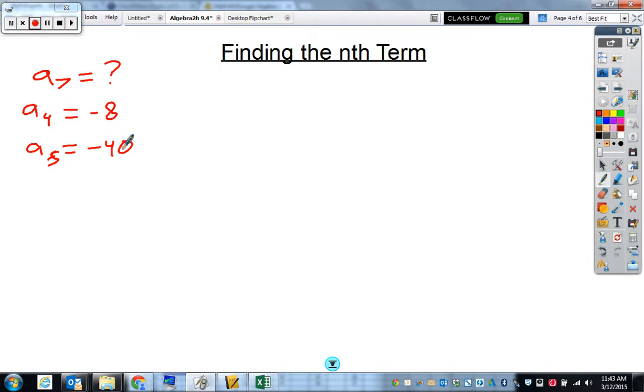So, instead of using my formula to find r, I'm going to say, oh, well, what do I multiply negative 8 by to get negative 40? Well, negative 8 times what equals negative 40? Well, just divide negative 40 by negative 8. So that's going to be 5. So my r, rather, is 5. Notice my r is positive 5 because my negatives cancel out. So we get r is positive 5.